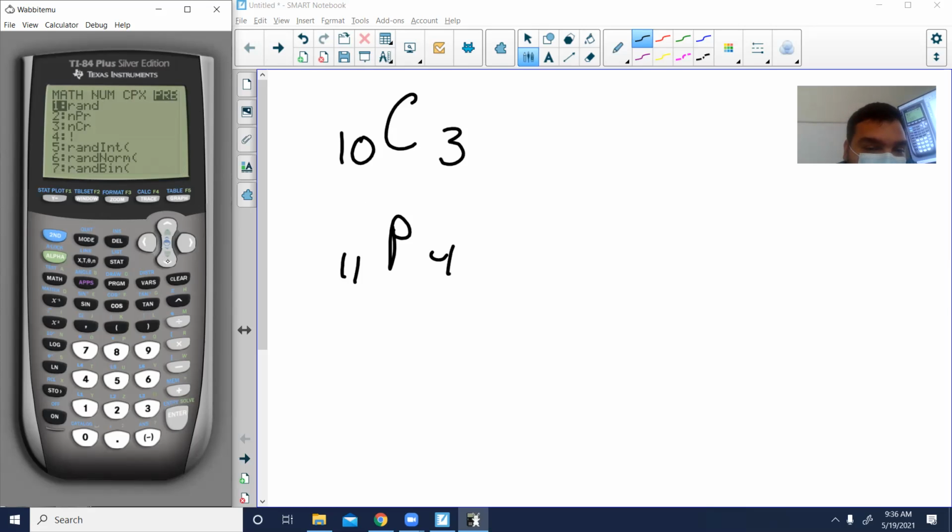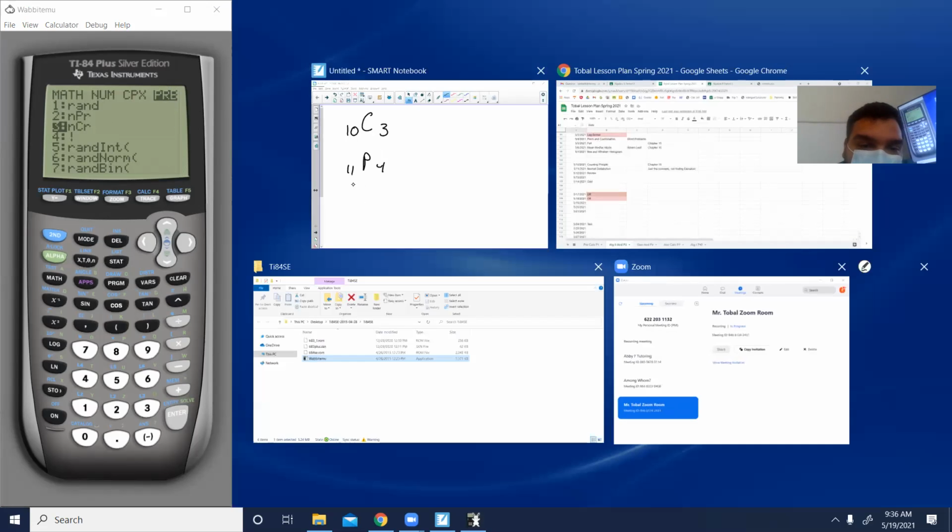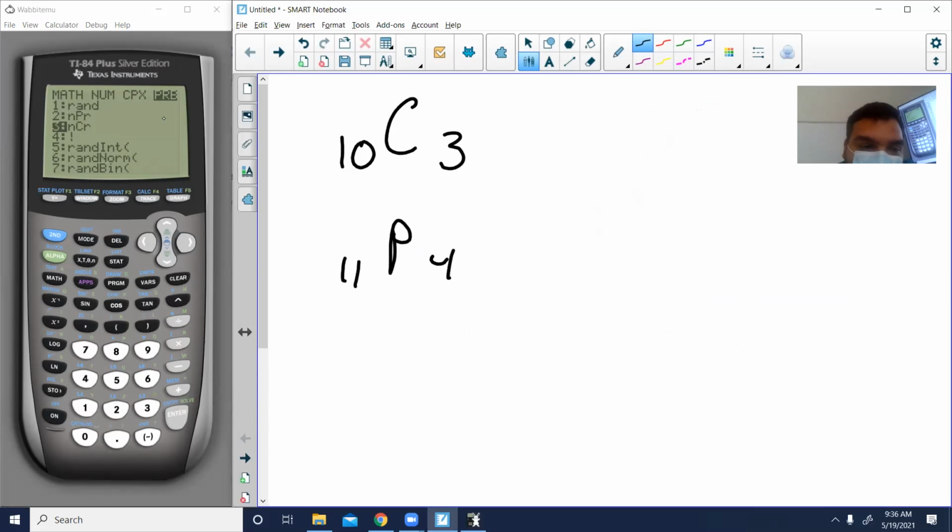And then you go to NCR. So this is the third option. Then go left to PRB, probability on the top left. How do you get to that menu though, the drop down menu? Oh, you click math. It is literally the button under alpha.